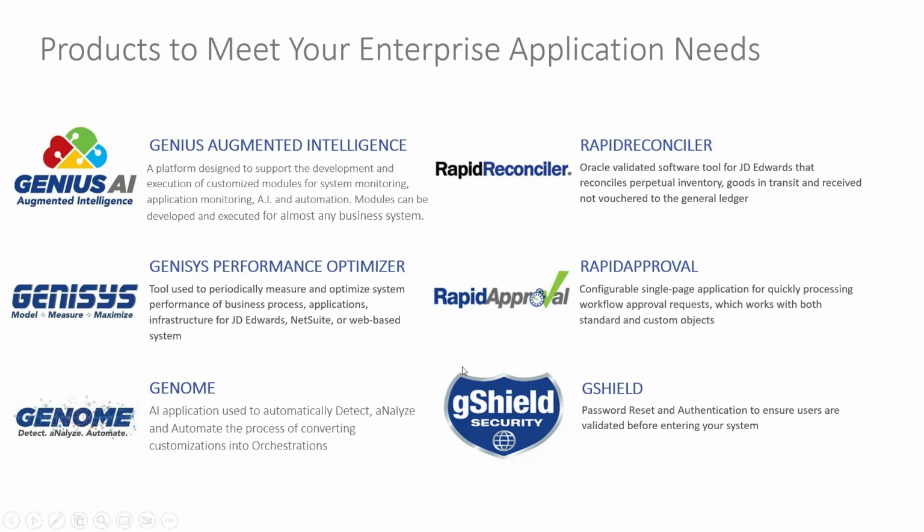It's just one of the several, like you see here, half a dozen different applications that we at GSI have available for us and for you. As you can see here, Genesis is our performance optimizer, Rapid Reconciler is one of those modules that helps reconcile your inventory to general ledger transactions, and there are some other applications in here. But today we're going to talk about Genome.